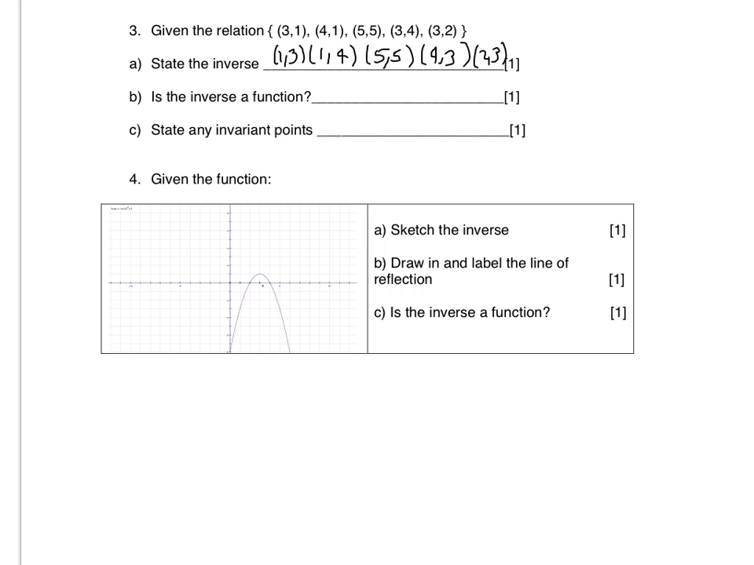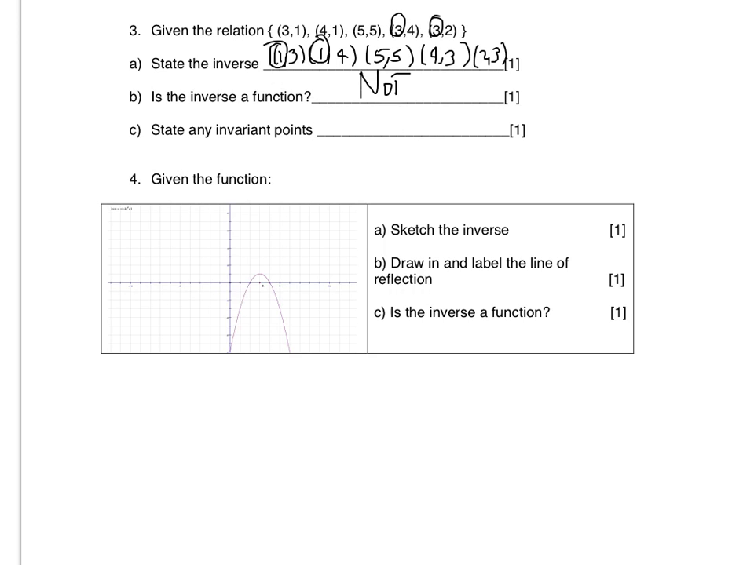The next question is, is the inverse a function? If you look at this, you can see that our x value 1 is repeated, so this means that the inverse is not a function. And if you look at the relation itself, the relation is also not a function because of the repeated 3 here.